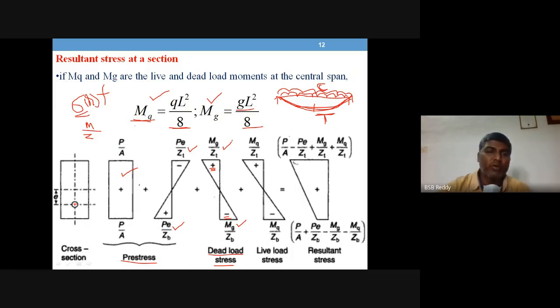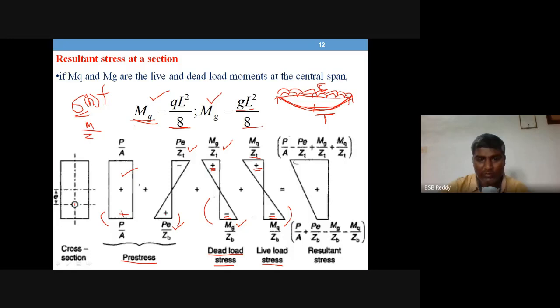So live load bending moment, MQ divided by Z, will give you stress at top, and that is compression positive. Bottom, MQ by ZB. Okay, so due to live loads, it is negative because of tension. And you can see that both service loads are going to create tension at bottom, whereas the pre-stress is going to create compression at bottom, positive.